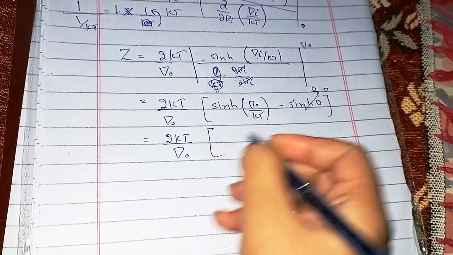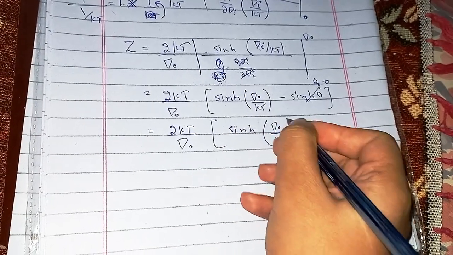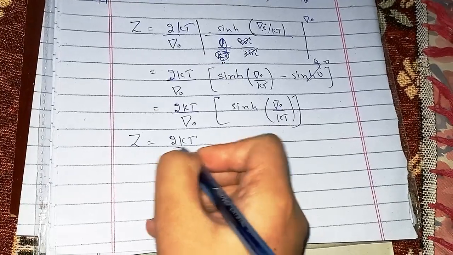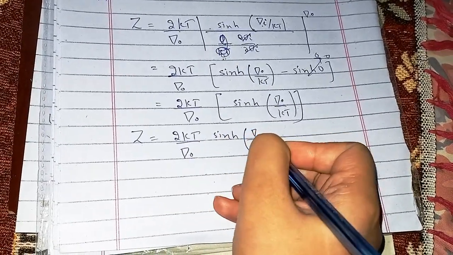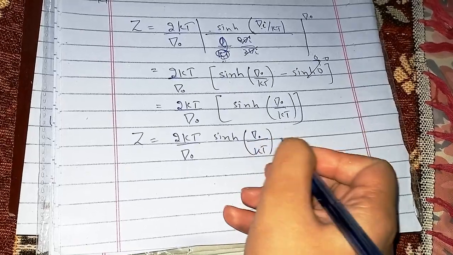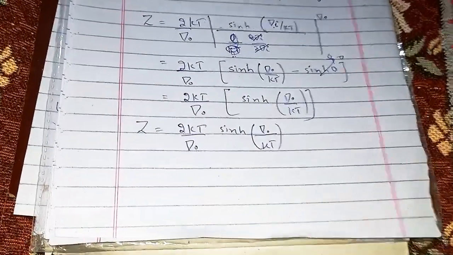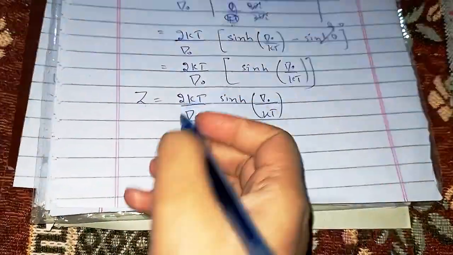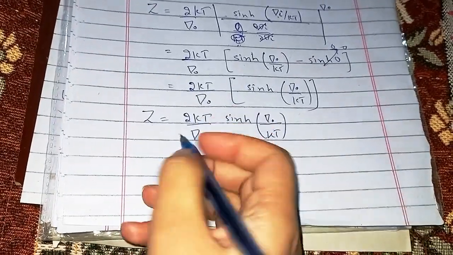This is equal to sine hyperbolic of delta naught by kt, and this is the partition function that we have got so far. Now we need to calculate the average energy, and after calculating the average energy we'll be able to calculate the heat capacity. After all of these calculations, we will apply the limit, the approximation that is given in the question.